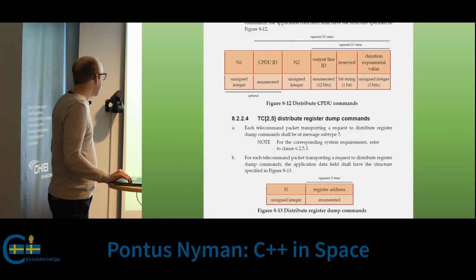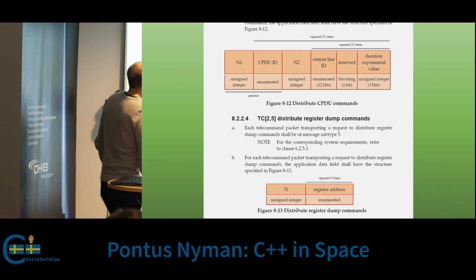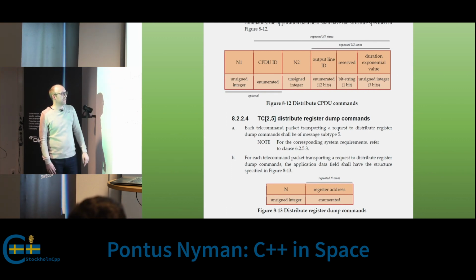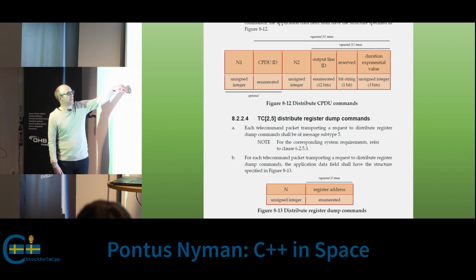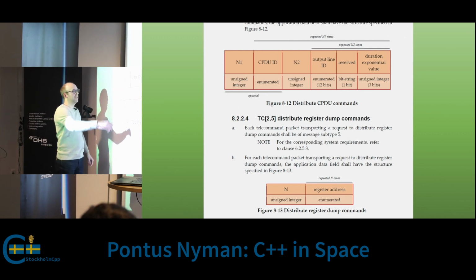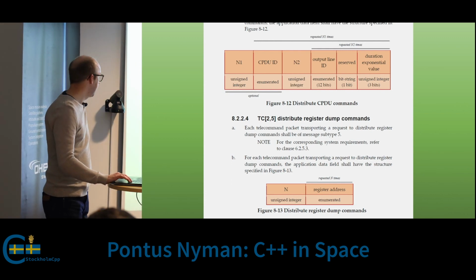This is just a screenshot from the standard. I just want to show you here how crazy it is, because it just states this is a binary interface. It just states that something is an unsigned integer or some enumerated value. Here we have some defined stuff, and then you have optional stuff. So yeah, it's not a standard; it's a recommendation, more or less.